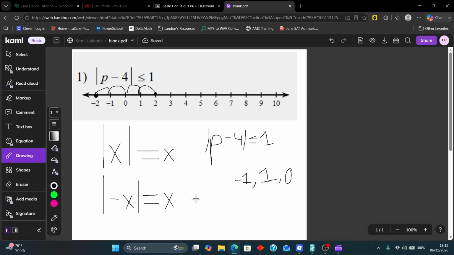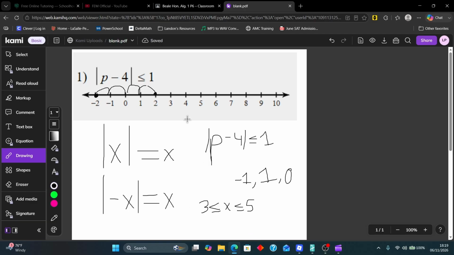So p here is going to be, let's see, the lowest value here is 3, since 3 minus 4 is negative 1, and that's 1. So 3 is going to be our lower end. And then at the top, it's going to be 5. So that means we have 3 is less than or equal to x is less than or equal to 5.